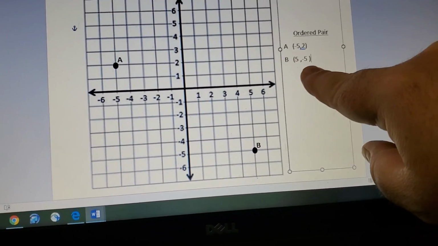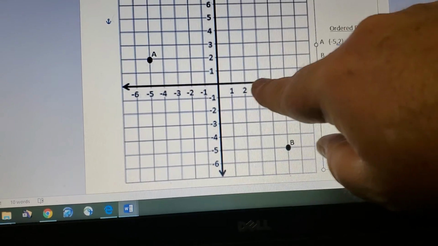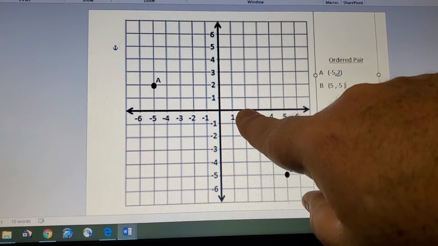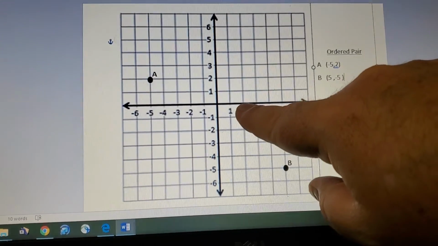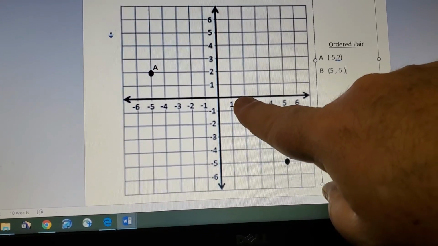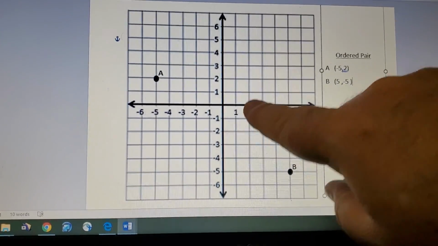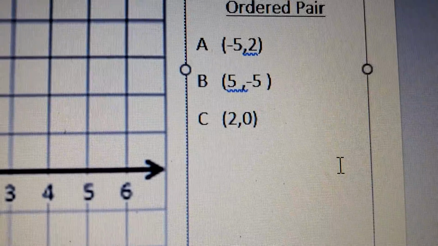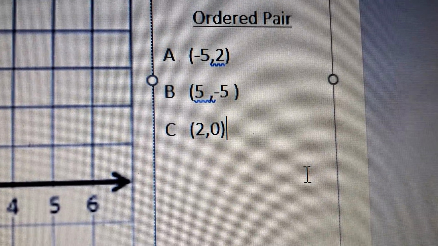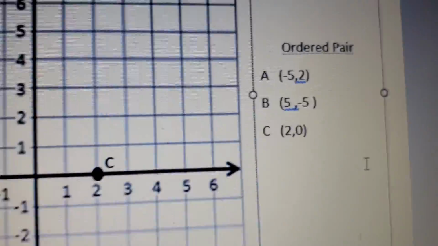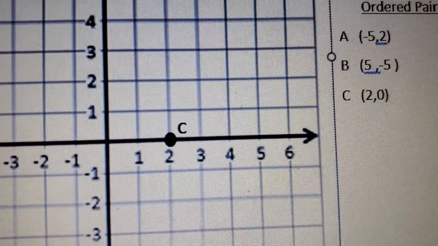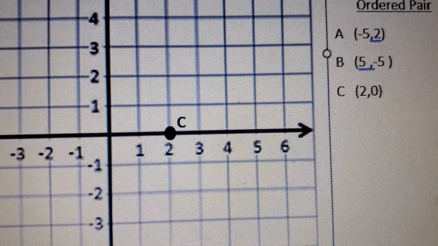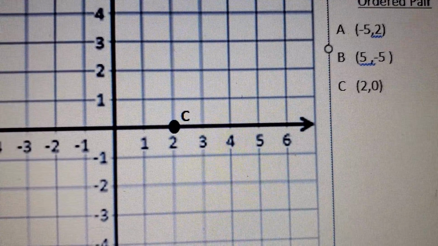Now, you could have something that is on the line. It's not actually in a quadrant. If I have 2, 0, I run 2, but I don't fly anywhere, my point is right here on the line. It would look like this, and it would have 2, 0 as the ordered pair for plot point C. I ran 2, I flew nowhere, so I am on the x-axis. I am at 2, 0.